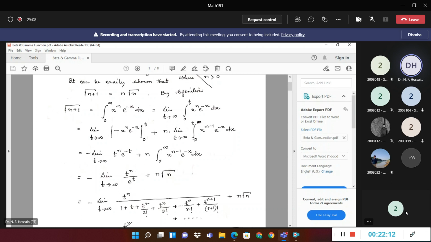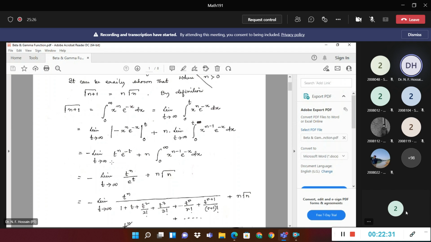T tends to infinity. Now let us try to find the limiting value of the first term. So if you put the limits here for x, the first term, let us keep this minus outside the limit, t to the power n into e to the power minus t when t tends to infinity.